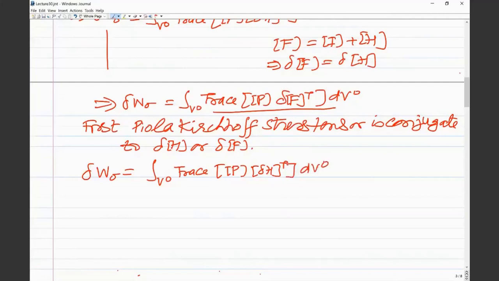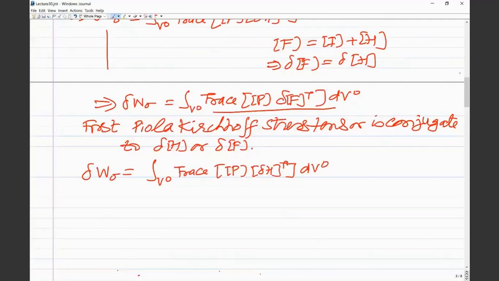What does this conjugate mean? Does this mean that their product will give work done? Yes, the product will give you the virtual work of the first Piola-Kirchhoff stress tensor. So it's the virtual work of stresses. One simple formula we wrote in terms of Cauchy stress: the virtual work we wrote as integration over the current volume of trace of sigma into delta H transpose, or delta H, into dv.